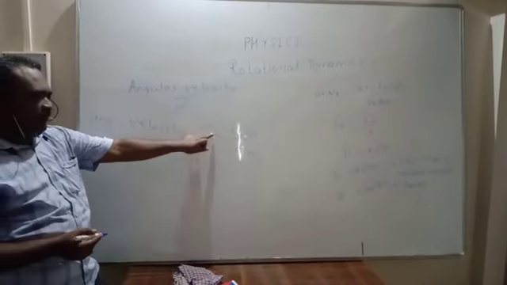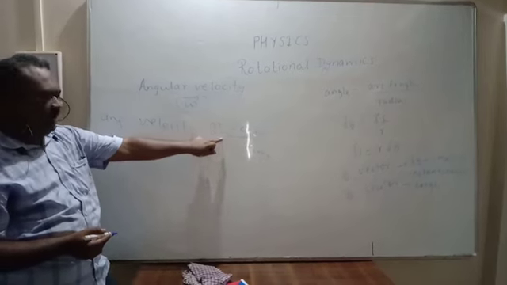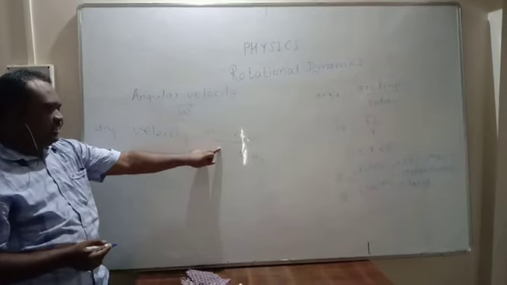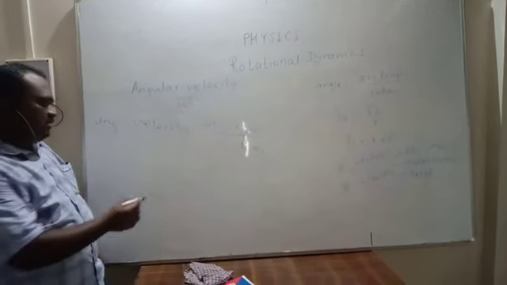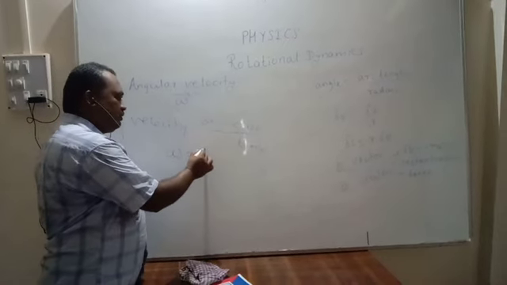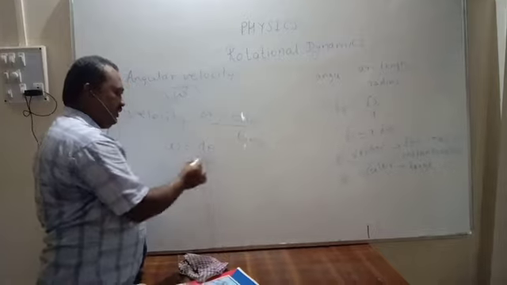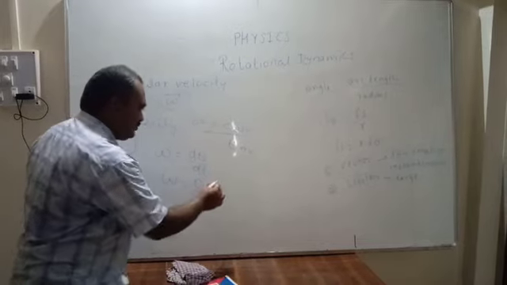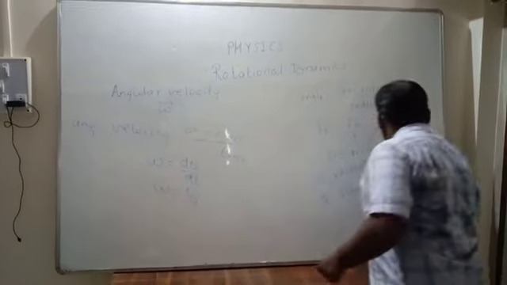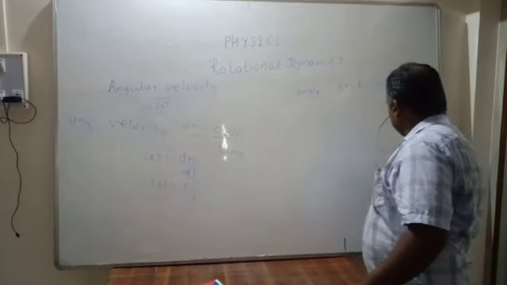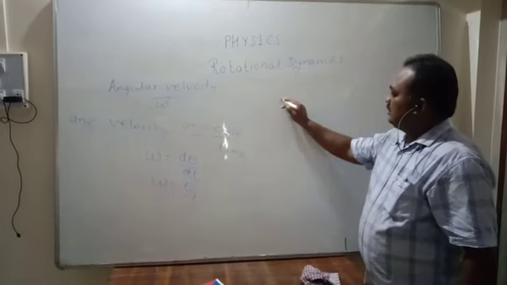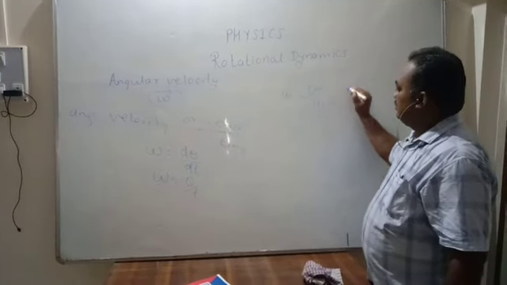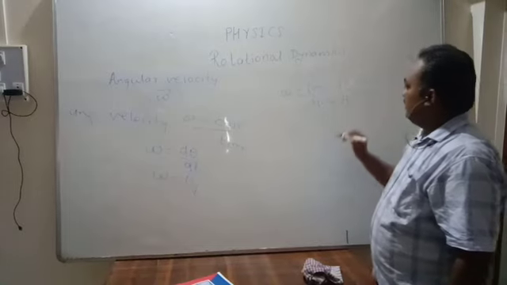The rate of change of angular displacement with respect to time is called angular velocity. It is denoted by the letter omega, and will be equal to d theta divided by dt, or just omega equal to theta divided by t, or you can write it in terms of a limit also: omega equal to limit delta t tends to 0, delta theta divided by delta t.